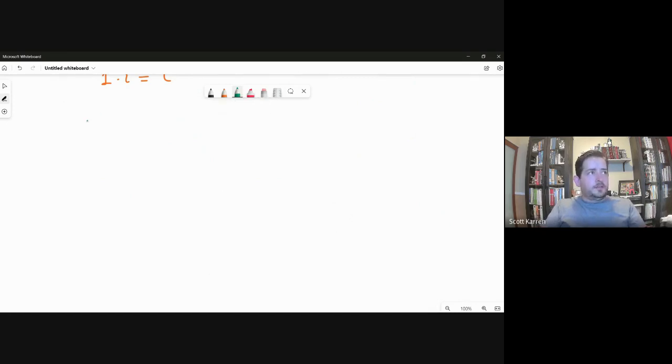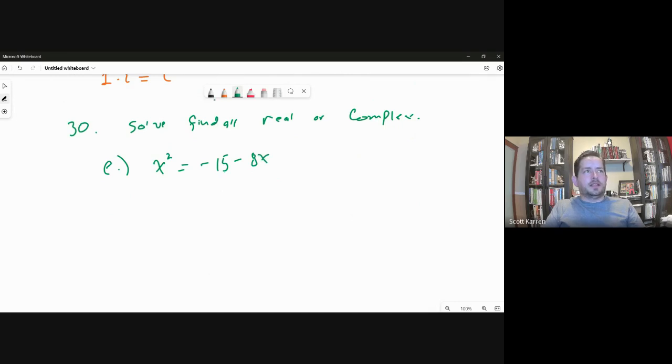Let's take a look at 30. So it says solve and then find all solutions, either real or complex. So let's grab one. I think E might have complex, but we'll find out in a second. x squared equals negative 15 minus 8x. So it's a quadratic. It has a second degree, which means I'm going to bring everything to one side and set it equal to 0.